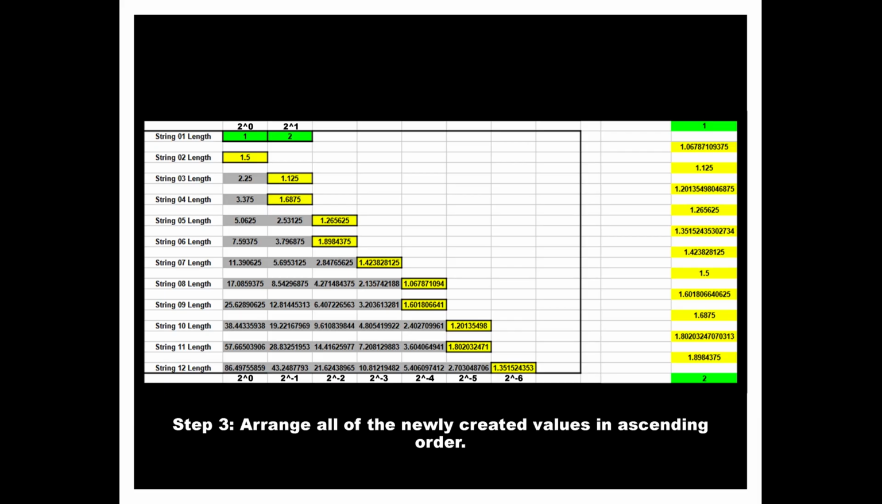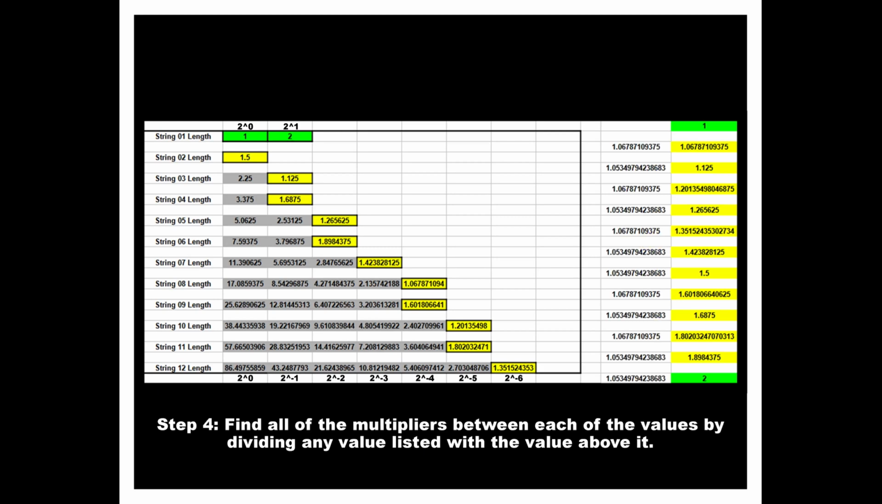So we start with 1 at the top, and then we go ascending until we get to 2 at the bottom. And we have everything in order. That's that right-hand column. Step 4, find all of the multipliers between each of the values by dividing any value listed with the value above it.